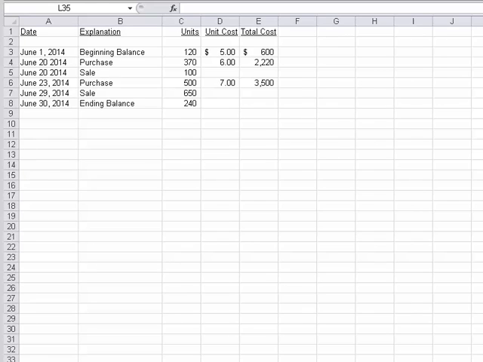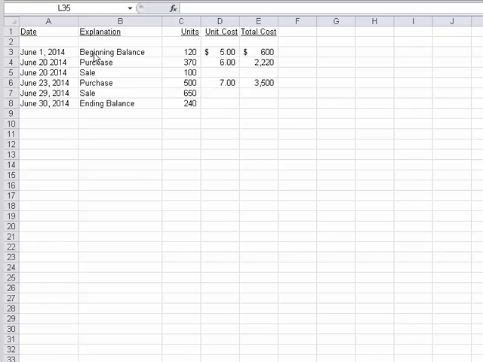Hi everyone. In this quick demonstration we're going to explore different inventory methods. We'll specifically look at FIFO, LIFO, and average cost. And we're going to base it on the transactions you see on the screen. So we're looking at transactions for the month of June 2014.